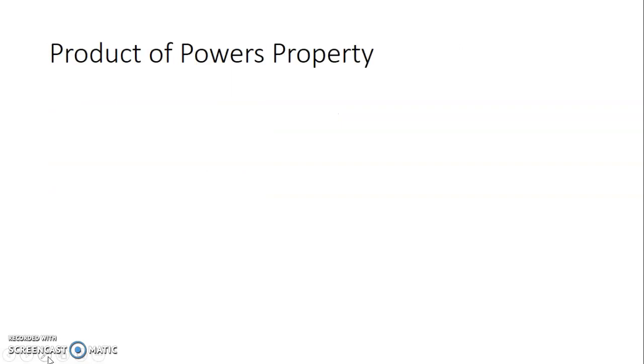Now, the first property that we are going to discuss is the product of powers property. And that property basically says if you have a variable, a, and an exponent, m, and then you're multiplying it by the same base and a different exponent, n, then basically you can keep the base and add the 2 exponents. So it's equivalent to a to the m plus n.